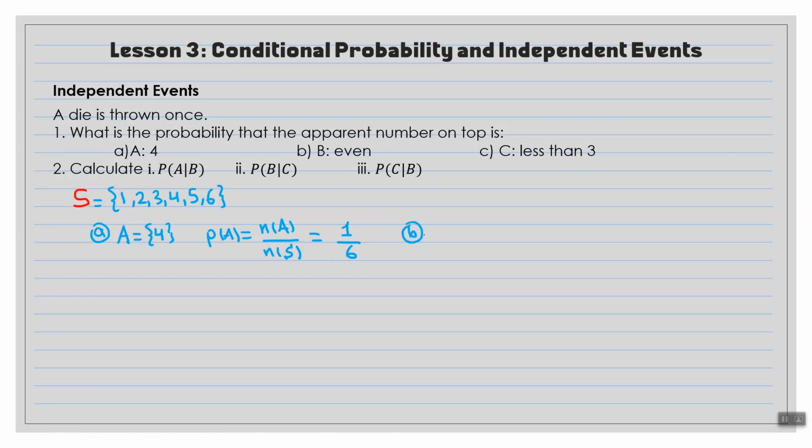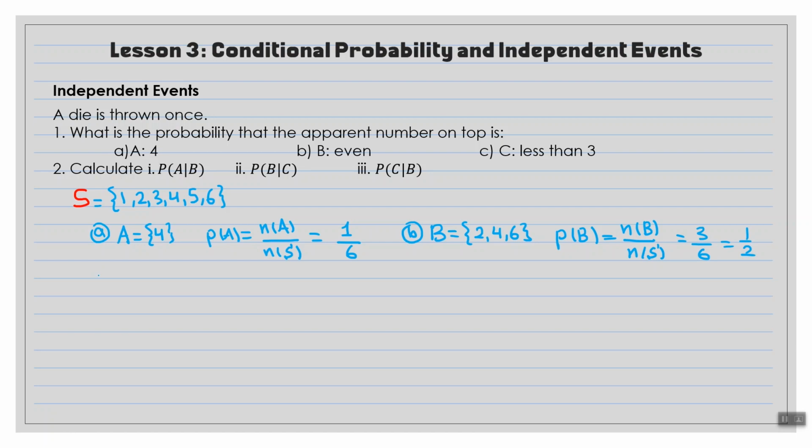Let's do the second part, B. So in part B, we're looking for even numbers. So even numbers from the sample space are 2 and 4 and 6. And the probability of B is actually the number of elements inside of B over the number of elements in the sample space, which is going to be 3 elements out of 6. And after cancelling, we will get 1 over 2.